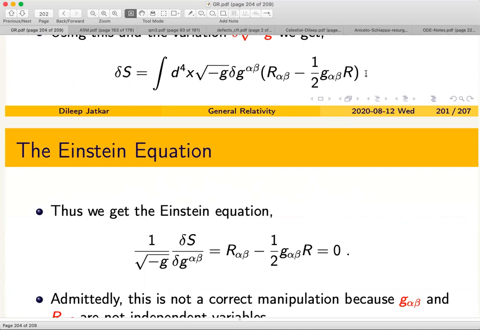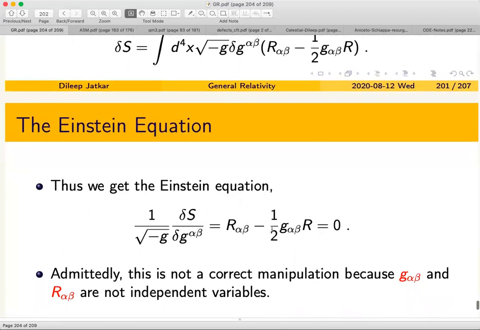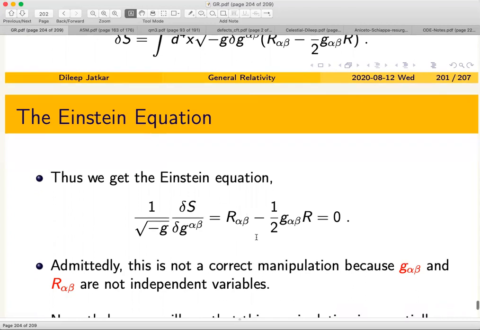So one can derive this equation by doing a cheat method, and as I said, it is a cheat method, so it is not a correct manipulation because G alpha beta and R alpha beta are not independent variables. But at least, are you with me with this derivation? Yes, sir. Yeah.